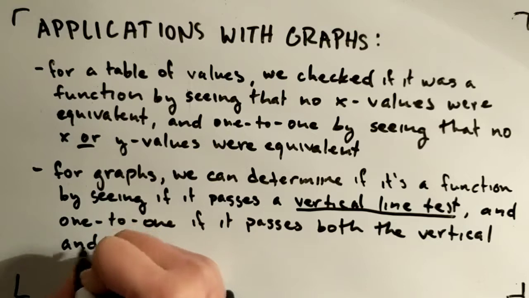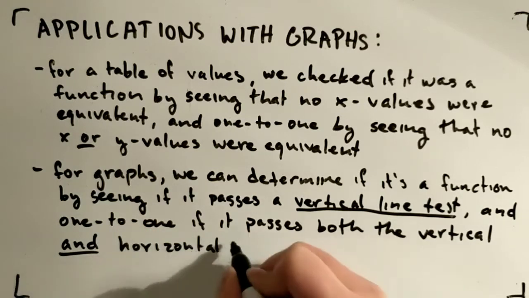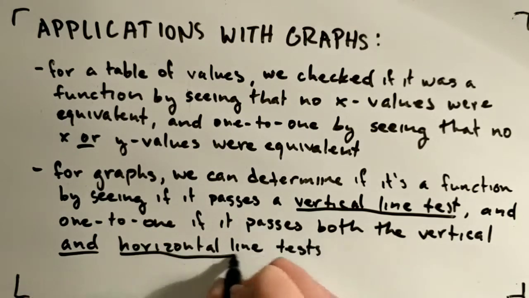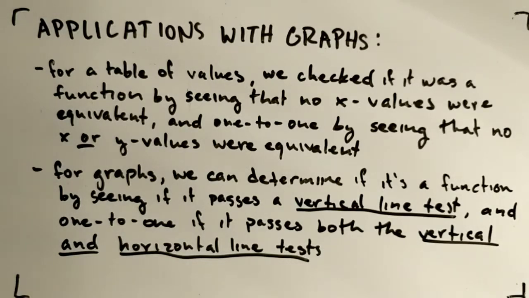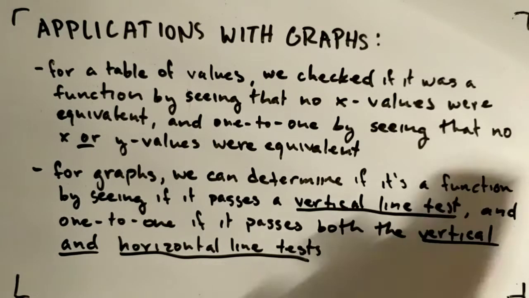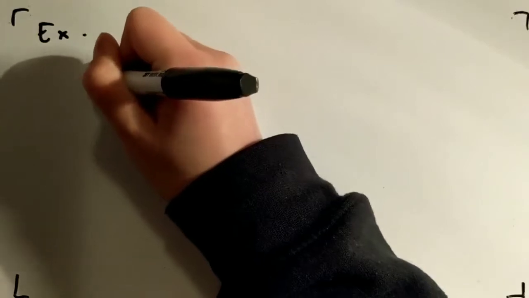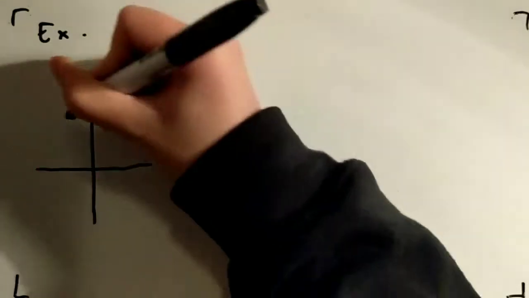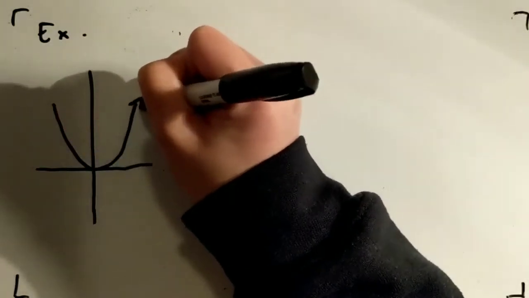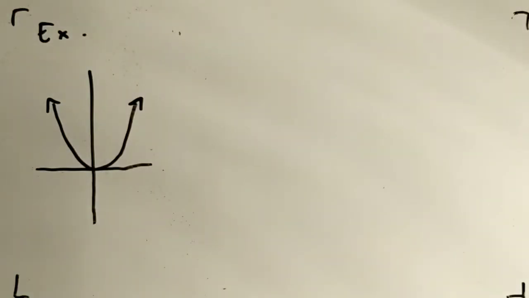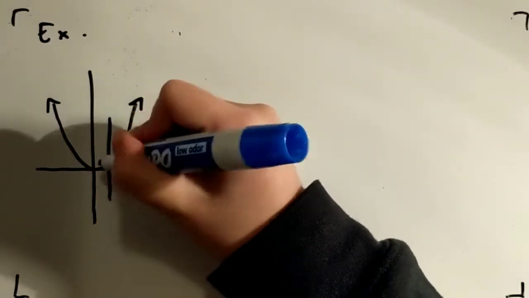You can check if it's a one-to-one function by seeing if it passes both the vertical line test and the horizontal line test. The horizontal line test is the same thing as a vertical line test, except it's a horizontal line instead of a vertical line. So here we will show you an example by drawing a graph and doing both the vertical and horizontal line tests on them.